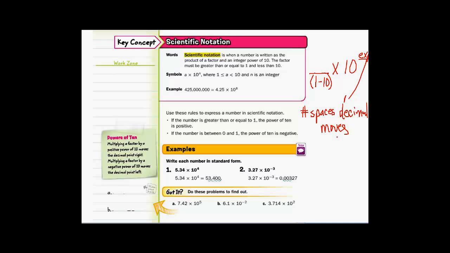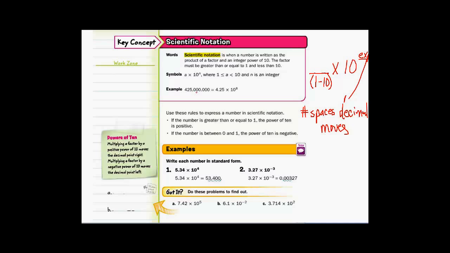The number of spaces the decimal moves. Now, that'll become more clear to you whenever we do some examples here in just a minute. So the reason why we even use scientific notation is if you have a very, very large number, and let's say I'm going to multiply that by something, it's going to be huge, probably not even going to fit on your calculator. So there is a way of taking very, very small numbers and very, very large numbers and writing them in a usable form.